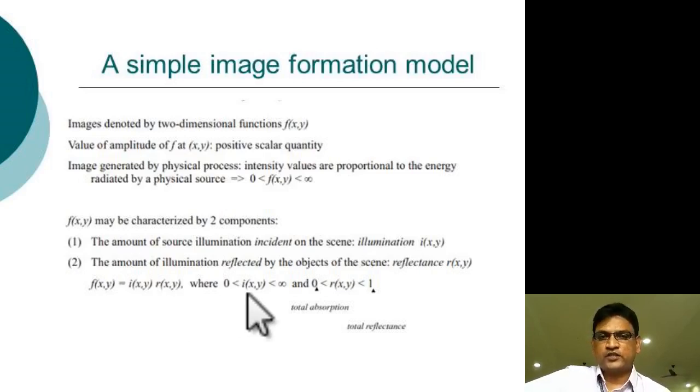Coming to the limitations of I, once again it is a light source, so it will have a non-negative or non-zero value, and similarly it will have a finite value. The other one is reflectance, where the limits are 0 to 1. 0 stands for complete absorption and 1 stands for complete reflection.